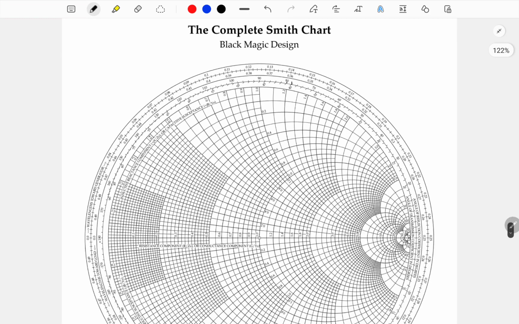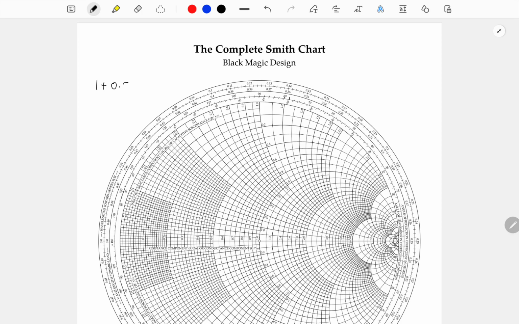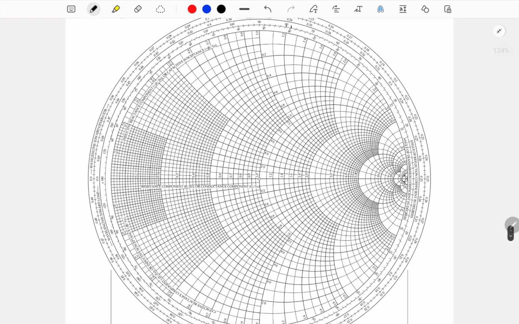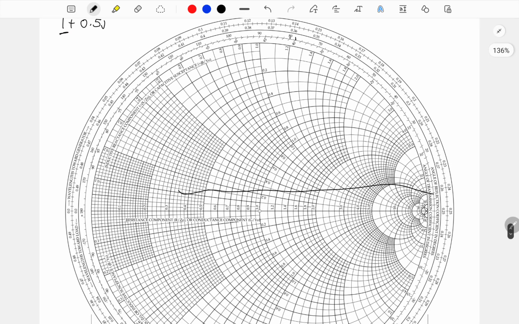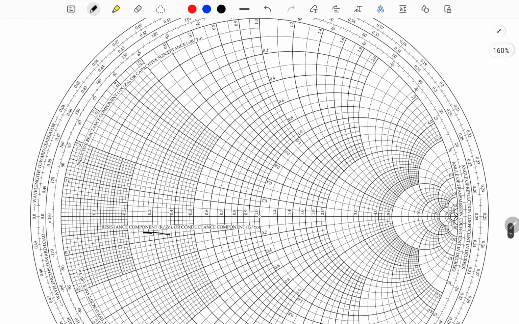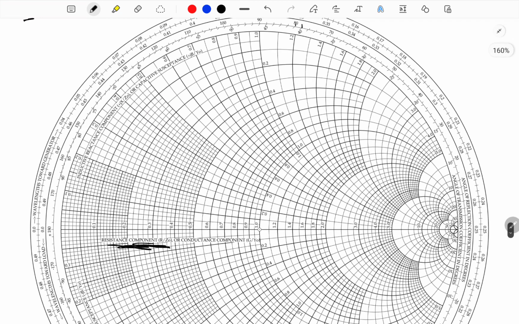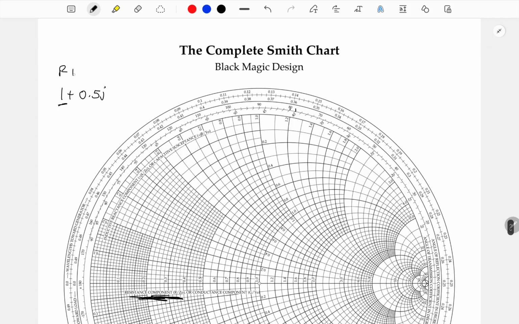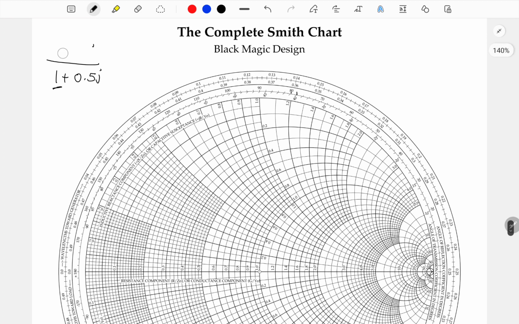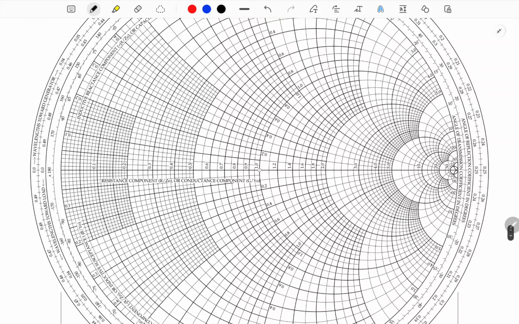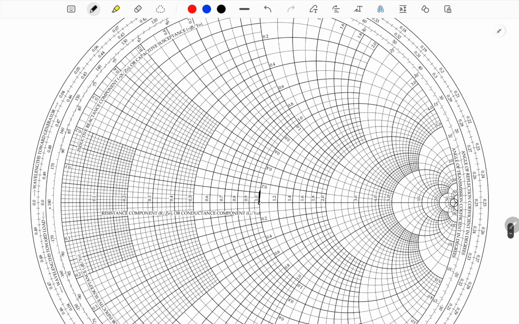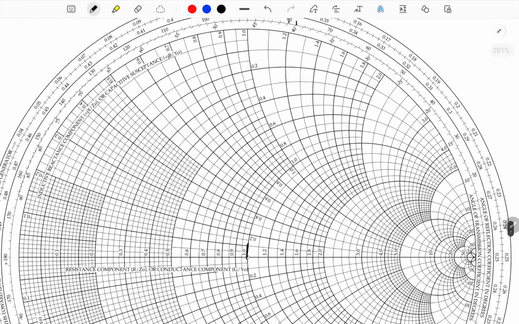And now we're going to plot this, 1 plus 0.5j. You start with the real component, which is this scale right here. It says this is the resistance component, and the complex component is this axis. If you don't know, it's R plus jX, which is what it says. R is here and X is here. So 1 on the Smith chart, where is 1? In the middle. 1 is right here, on this arc. And where is 0.5? Right there.